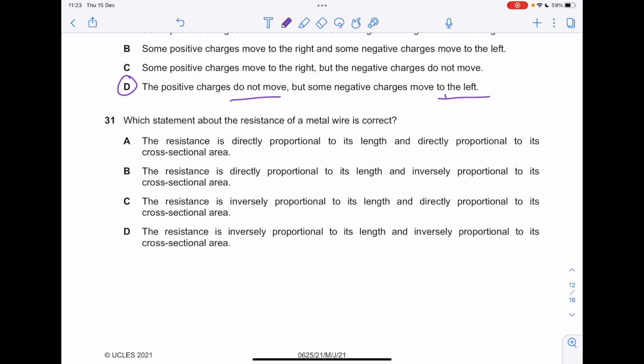Which statement about the resistance of a metal wire is correct? So we're looking at resistance as well as the length of the wire and the cross-sectional area. This is something you'll just have to learn from me, but the resistance is directly proportional to the length of the wire and is inversely proportional to the cross-sectional area, which means that as the wire gets longer, the resistance increases, but as the area of the wire increases, the resistance decreases.